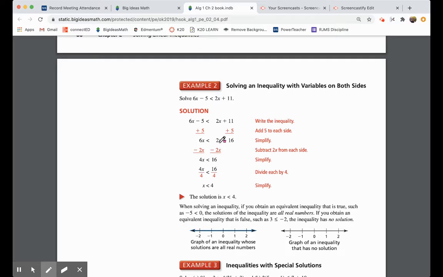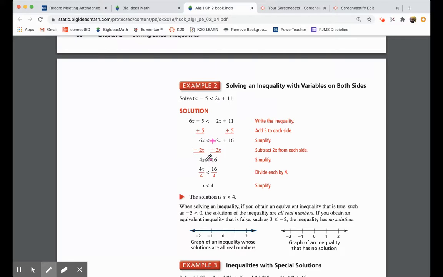They didn't divide here because they're not trying to get rid of just the 2. That would separate the 2 and the x and leave the x there. They want to move 2 and x. So you look out front. There's nothing, so that means there's that little imaginary plus sign. So you subtract 2x from both sides. 6x minus 2x is 4x. That canceled, and you're left with 16.